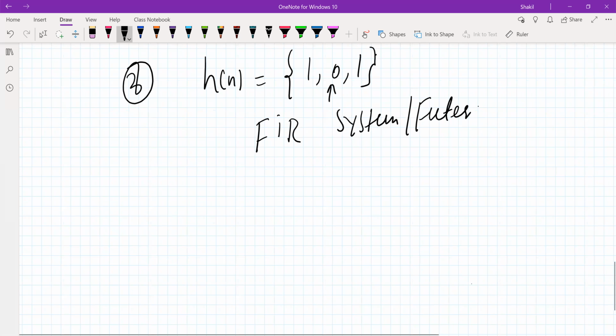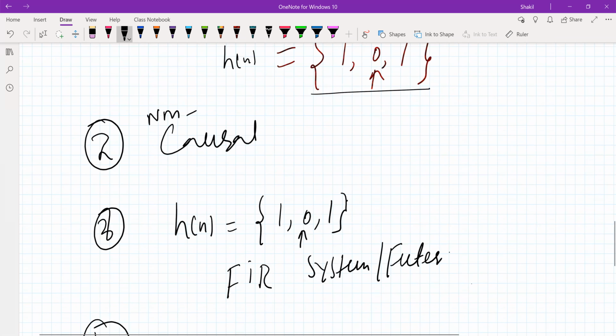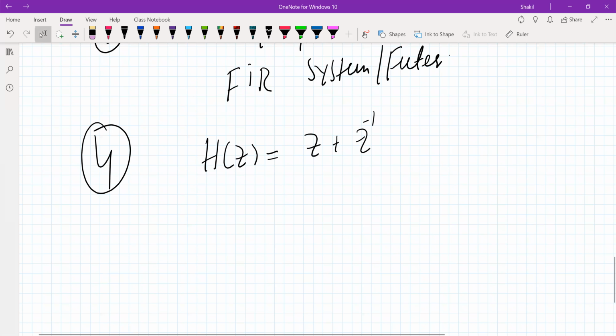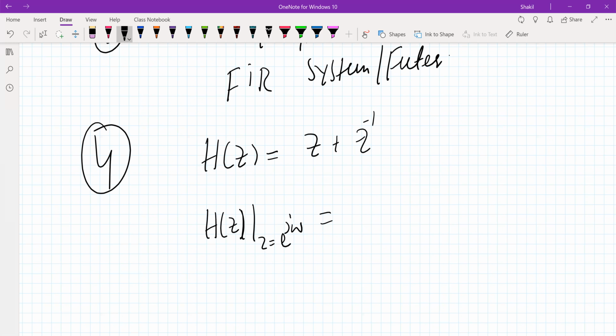Right? Now the fourth part of the problem is to find the frequency response. We have already determined that H of z is equal to z plus z inverse. So how do you obtain the frequency response from this? Just substitute or replace z by e raised to j omega. That will be H of omega. H of omega will be equal to simply e raised to j omega plus e raised to minus j omega.